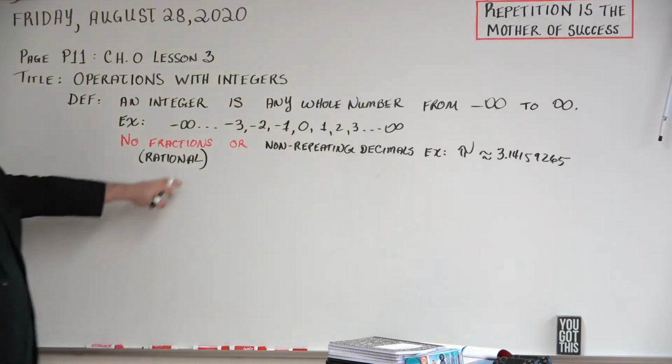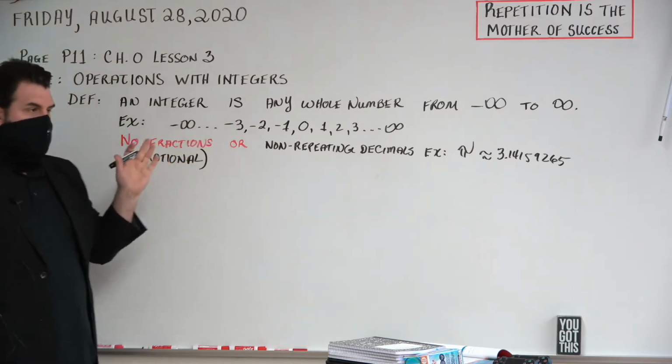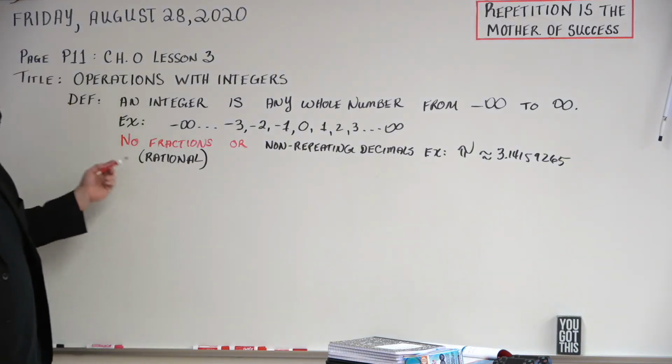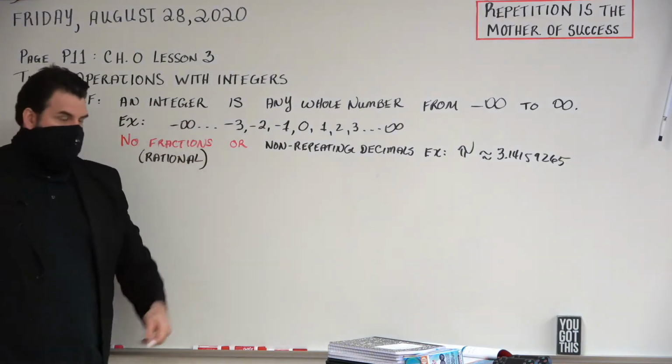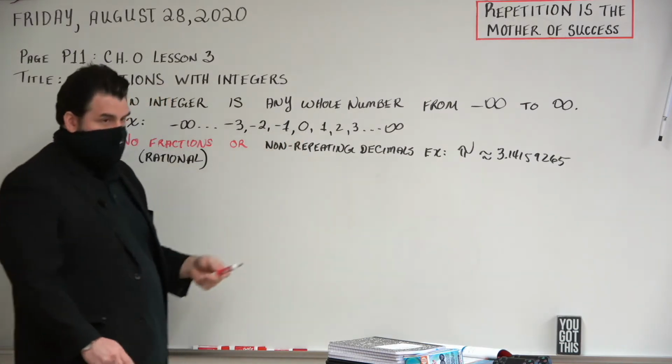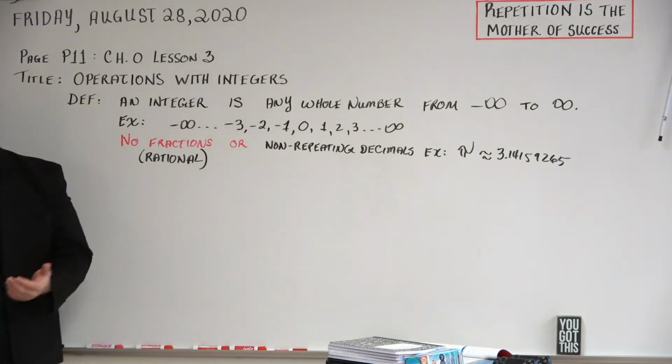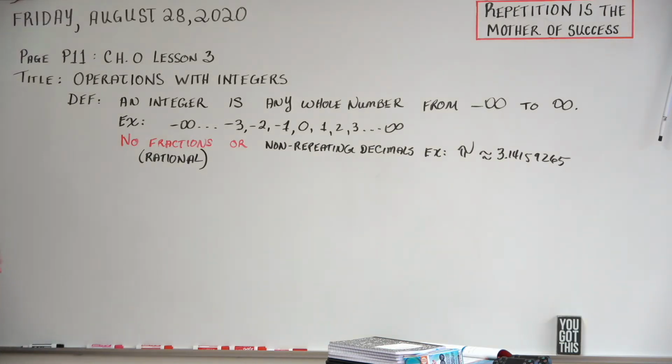So basically you have just numbers by themselves, and that's what integers are. The key point about integers is that they can be positive, they can be negative, and 0 is in that set. Okay? So that's the definition for the day. Everything that follows is more or less a rule. It's just rules.